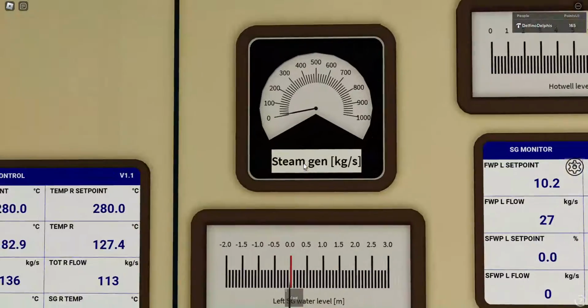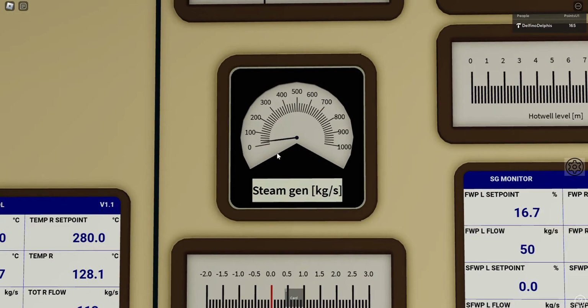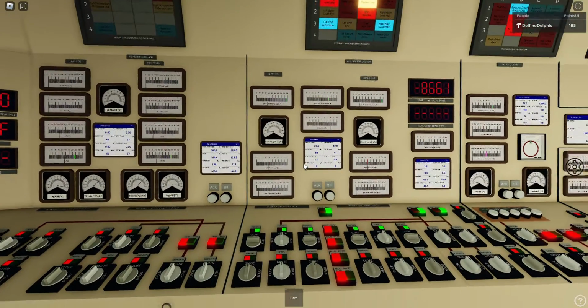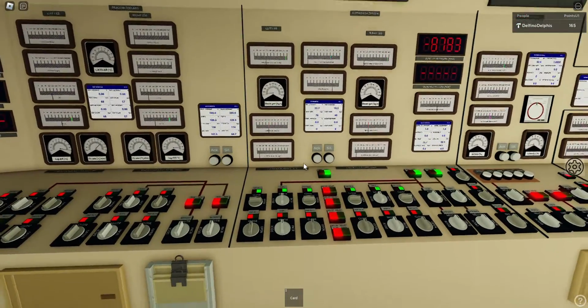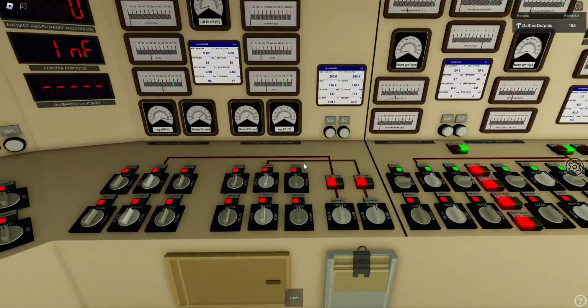Okay, let me enable this, because we already have some boiling happening, so we need to feed the steam generators with water. I will explain this in a moment.